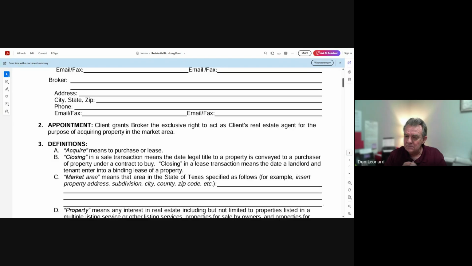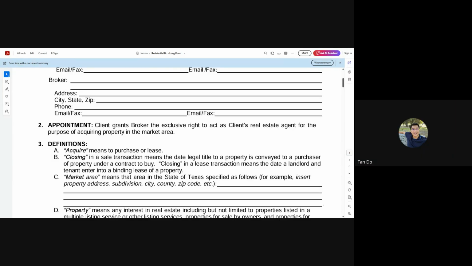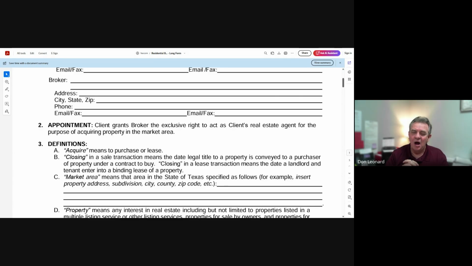So, Tan, go ahead. Hey, Don. Hey. Talk about geographic competency. Let's say if I live in the South Pearland area, can I do a transaction in the North, like Conroe? Is that too far or what? No, that's fine. So here's the deal. And Marty, if Marty's still in, maybe he can jump in on this too.